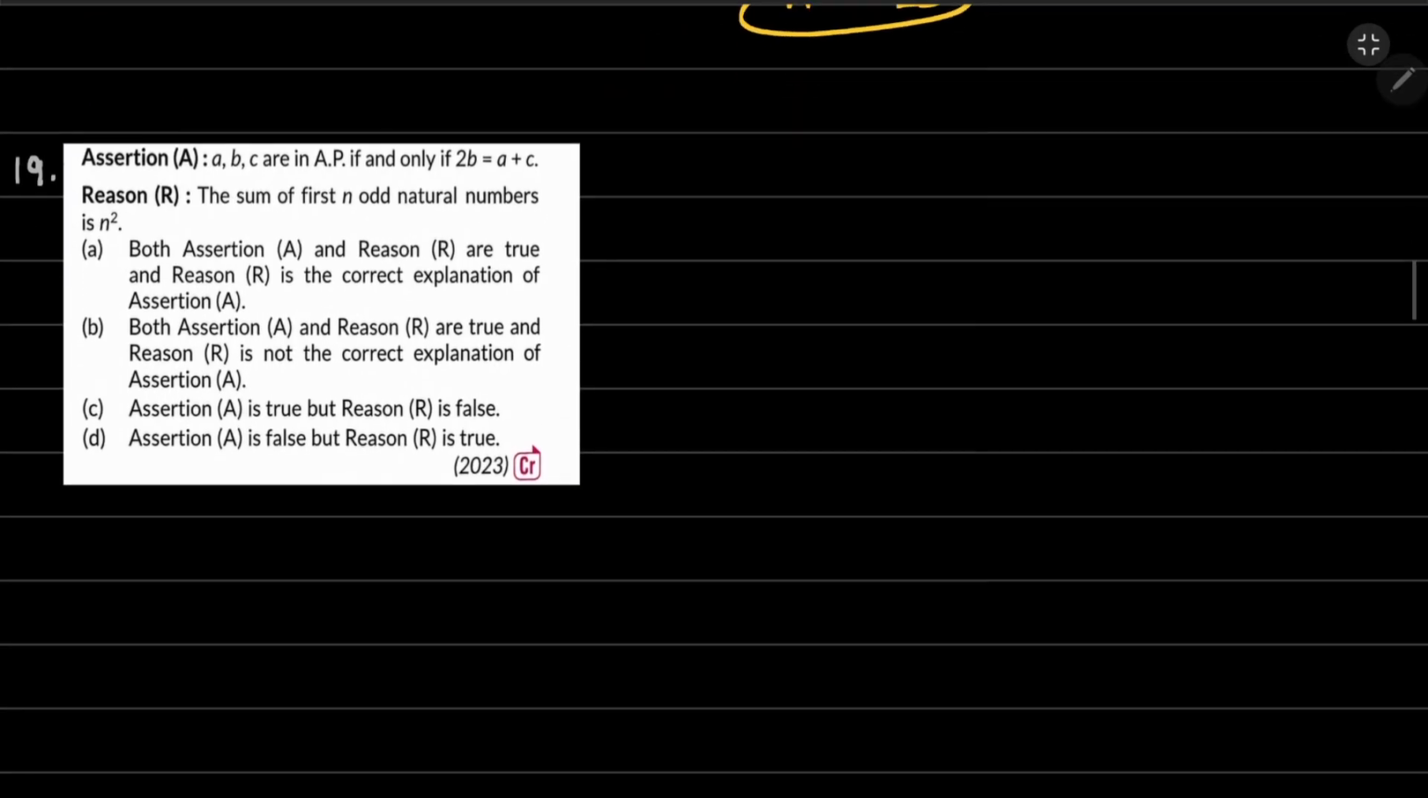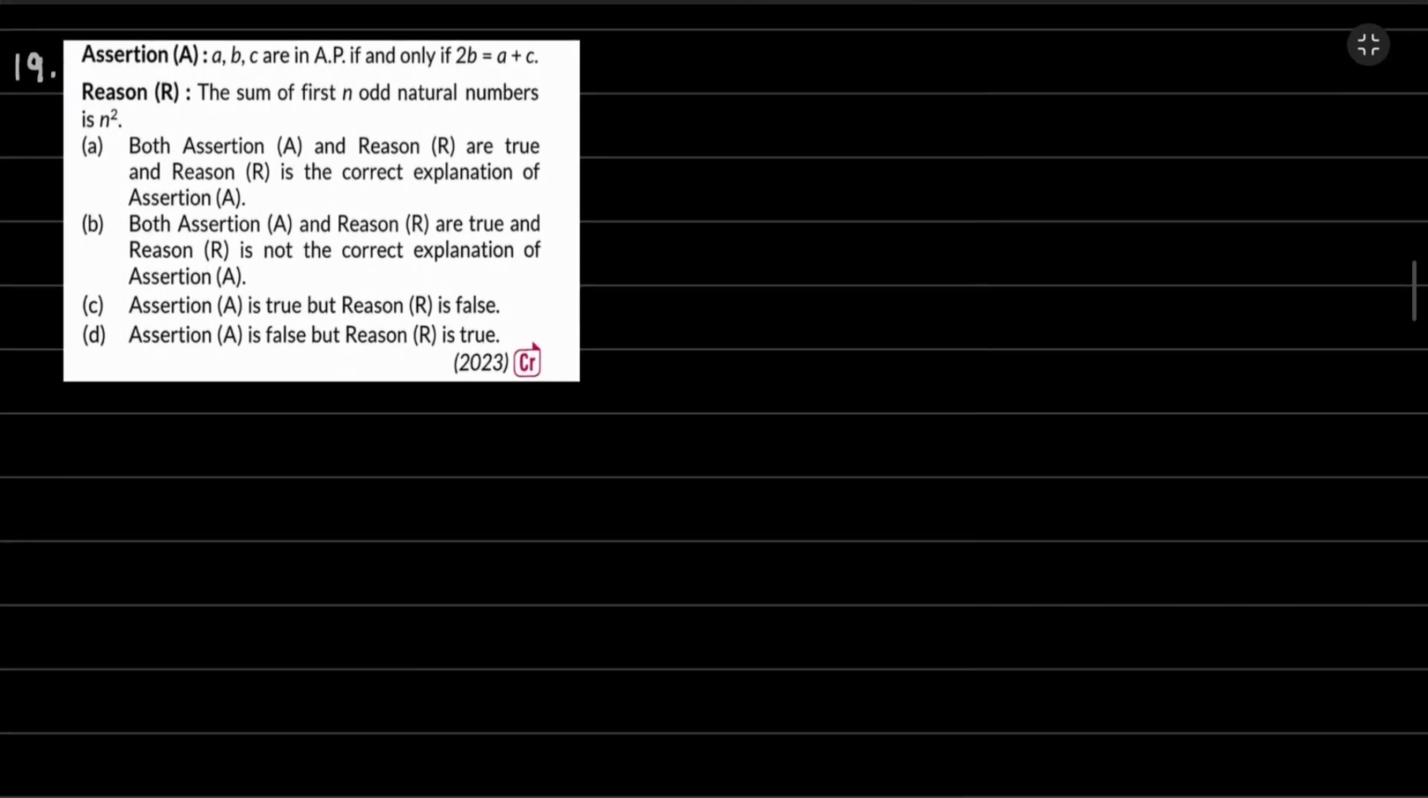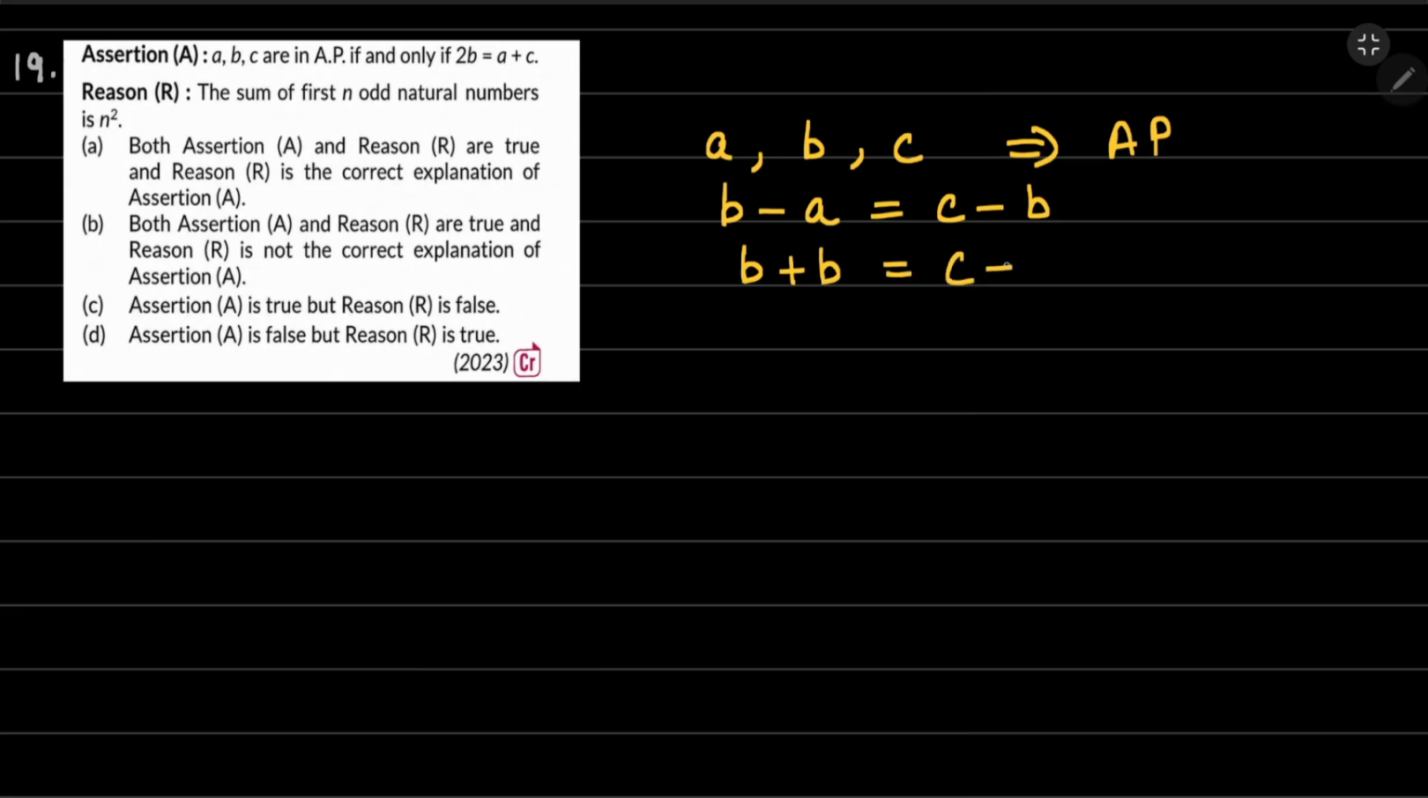Let's move on to the next question. It's an assertion reason type question. The assertion statement is: A, B, C are in AP if and only if 2B equals A plus C. If your terms A, B, C are part of an AP, then B minus A should be equal to C minus B, right? If you rearrange the terms, you will get B plus B is equal to C plus A, or 2B is equal to A plus C. Yes, it is correct. The assertion statement is true.